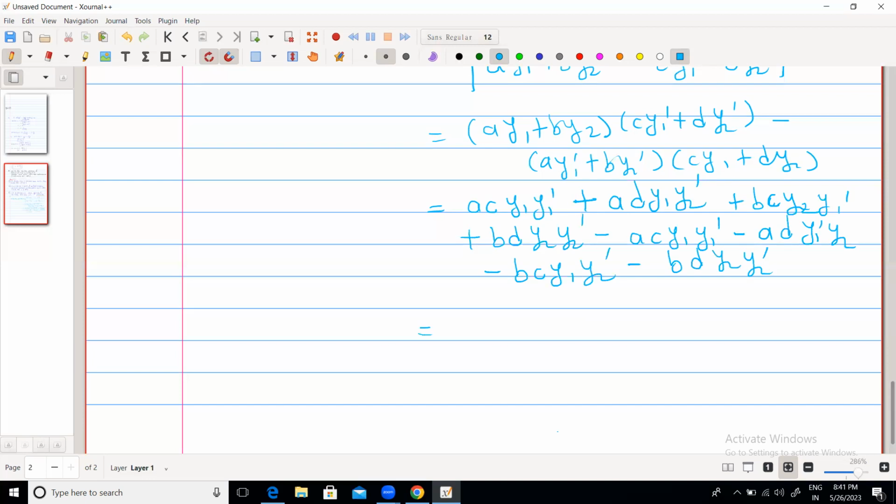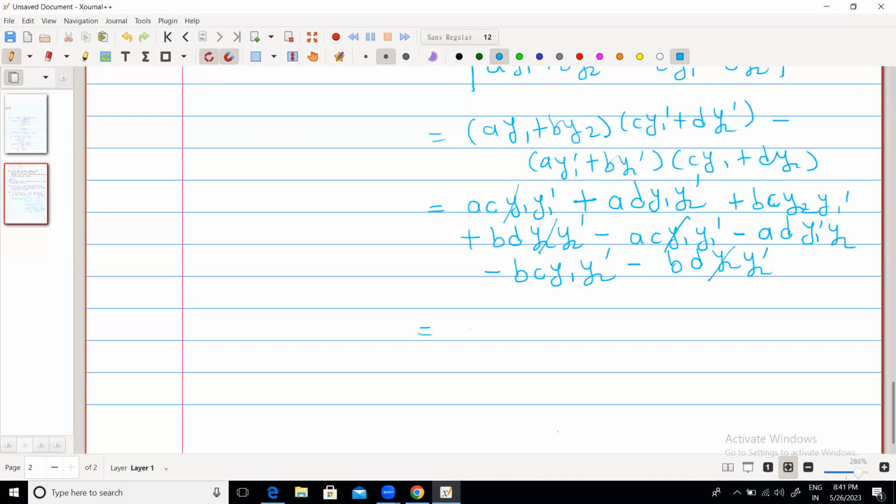Okay, now see whether anything cancels. Yes, AC y1 y1 dash minus AC y1 y1 dash cancels. AD y1 y2 dash does not cancel. BC does not cancel. Then BD cancels. Okay, BD y2 y2 dash and this is minus BD y2 y2 dash.